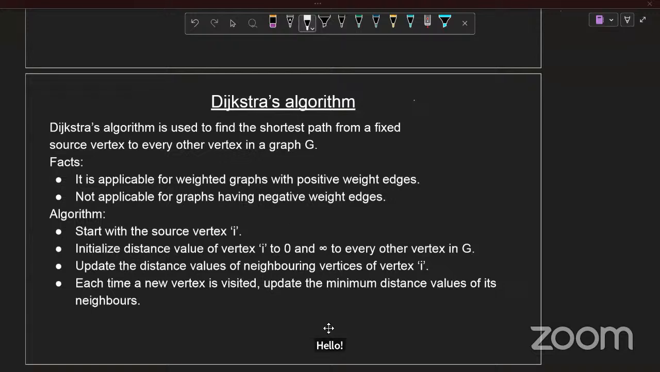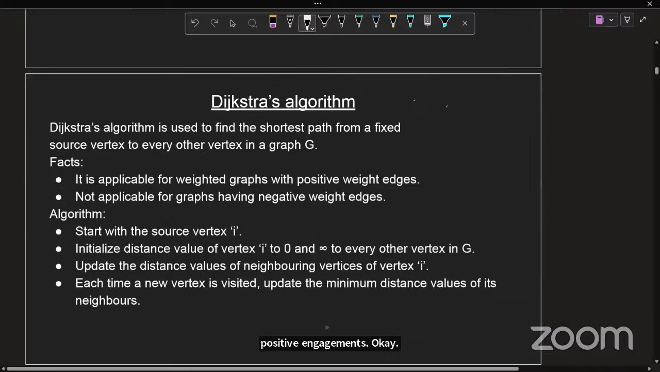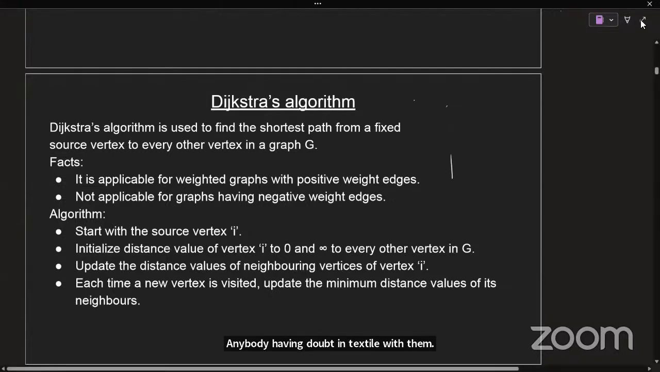Okay, so first of all, we will discuss Dijkstra algorithm. So, what is Dijkstra algorithm? Dijkstra algorithm is used to find the shortest path from the source vertex, and it is applicable only for positive edge weights. Okay. Any doubt in Dijkstra algorithm? Anybody having doubt in Dijkstra algorithm? Okay, so we can solve some problems.